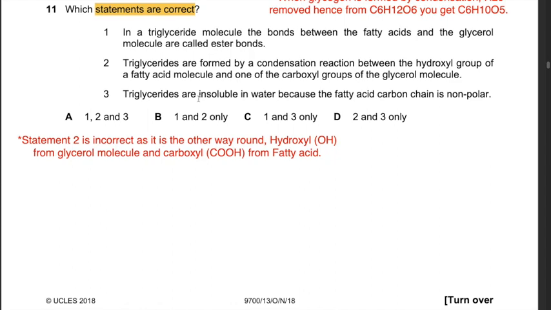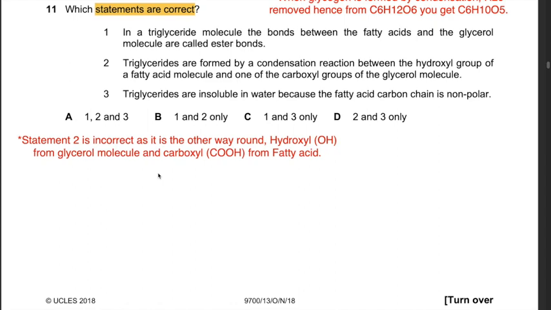Question 11. Which statements are correct? 1. In a triglyceride molecule, the bonds between the fatty acids and the glycerol molecule are called ester bonds. 2. Triglycerides are formed by a condensation reaction between the hydroxyl group of a fatty acid molecule and one of the carboxyl groups of the glycerol molecule. 3. Triglycerides are insoluble in water because the fatty acid carbon chain is nonpolar.